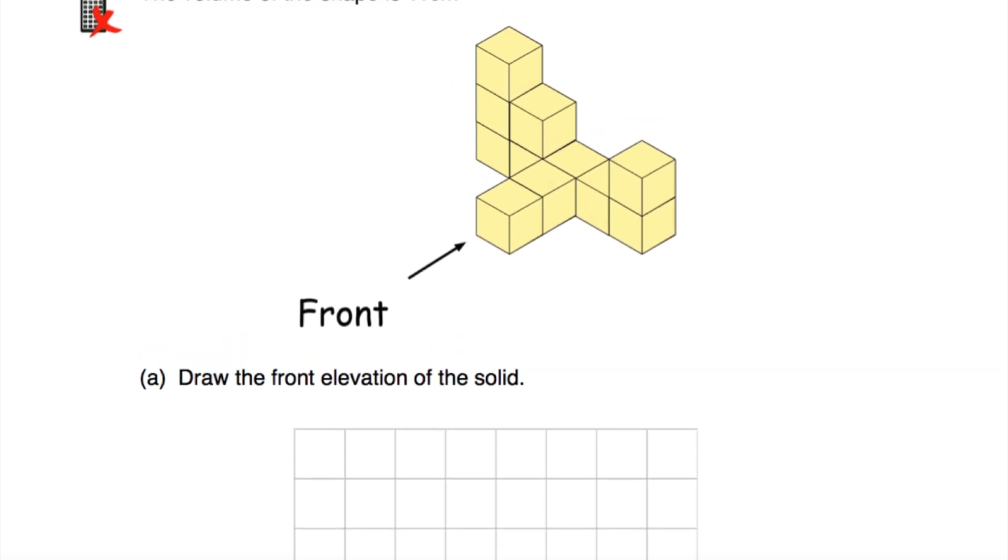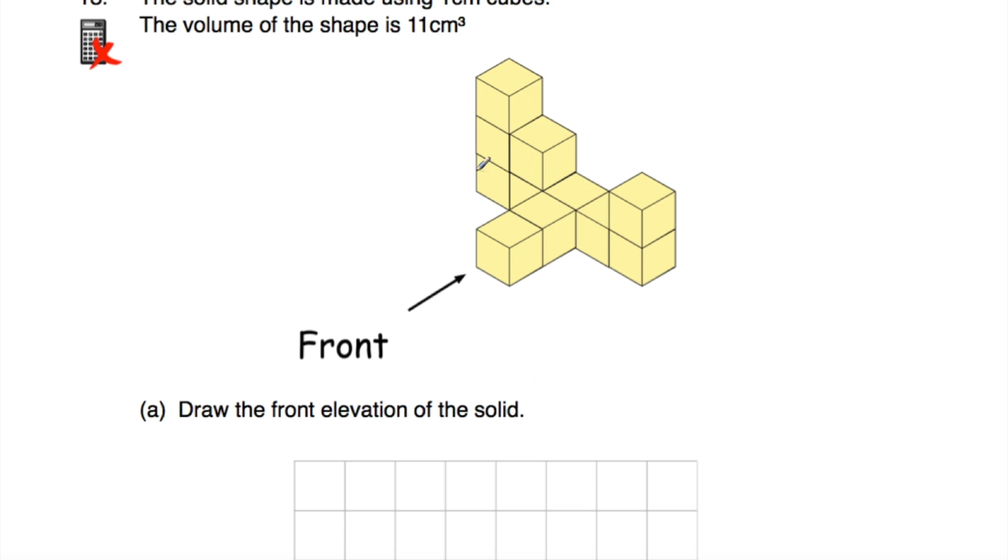And then part A says draw the front elevation of the shape. So we want to draw the front elevation, so what would we see? Well, we would see this little square at the front, like so. And then we would see the shape on the right-hand side, and this is on the same level, so we'd see this as well on the left-hand side. It's 2 squares across there. It goes up 2, in 1, up 1, and across 1. So we'd see the square there, and then this shape on the left and this shape on the right.